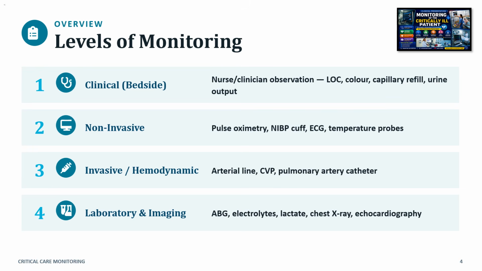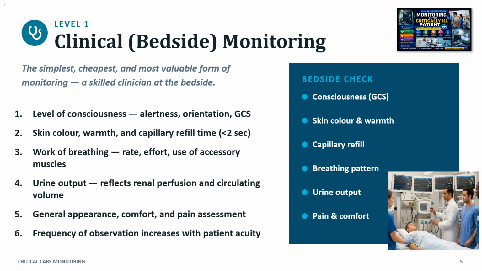3. Invasive hemodynamic: arterial line, CVP, pulmonary artery catheter. This provides accurate, beat-to-beat measurements in unstable patients. 4. Laboratory and imaging. ABG, electrolytes, lactate, chest X-ray, echocardiography. This confirms bedside findings and guides definitive treatment decisions. Level 1. Clinical bedside monitoring. The simplest, cheapest, and most valuable form of monitoring: a skilled clinician at the bedside.